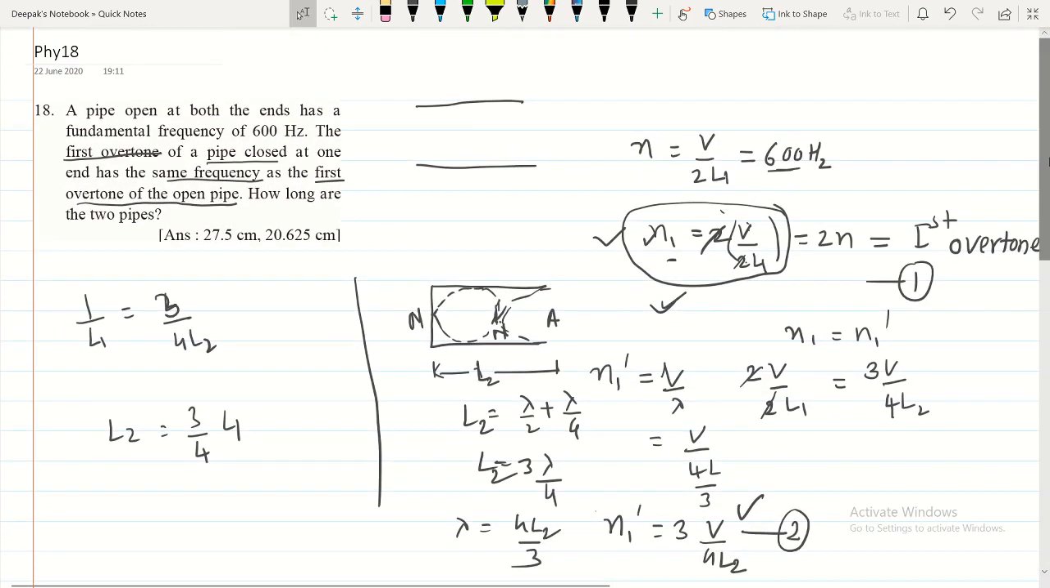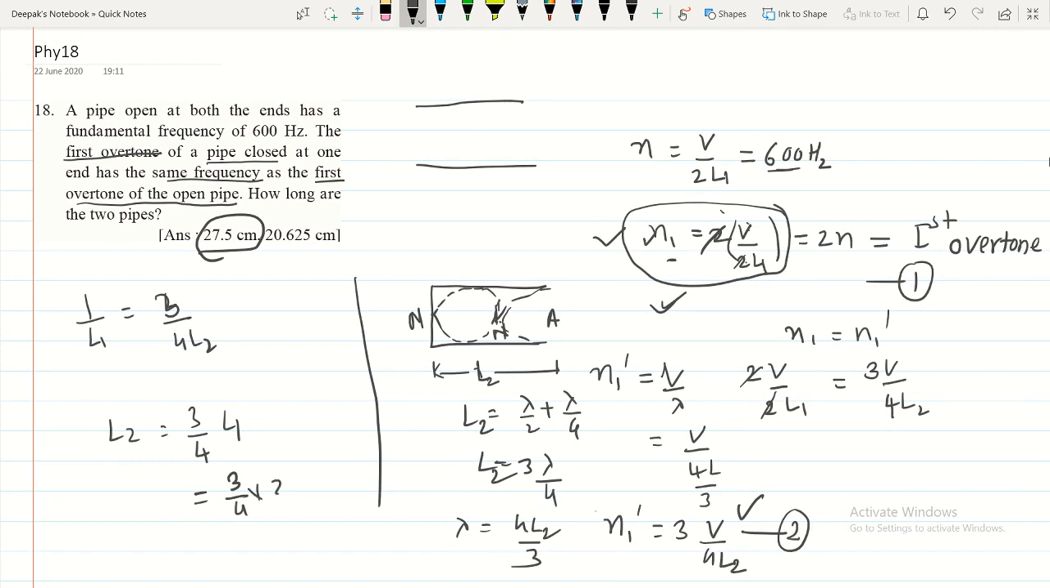So 27.5, yes, here it is mentioned 27.5, and putting the value of L1 in this formula, that is 27.5 centimeter. You can multiply, divide, and you will get this value, right? So this is nothing but L2.